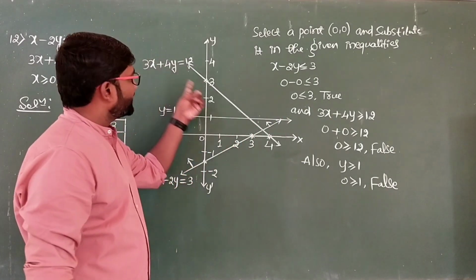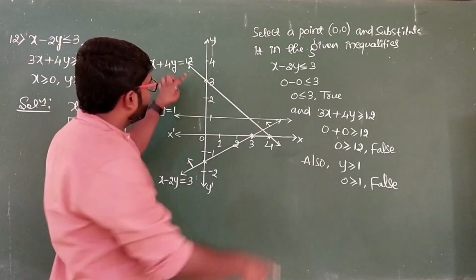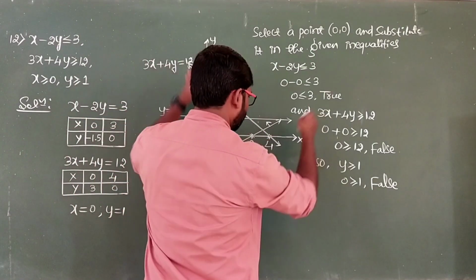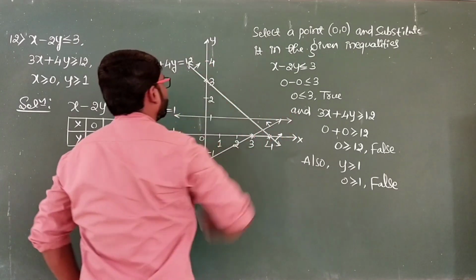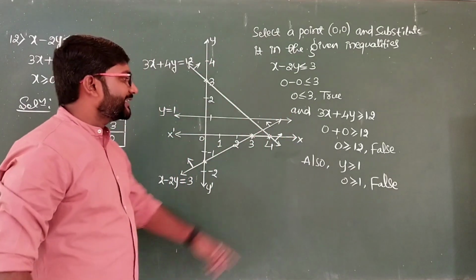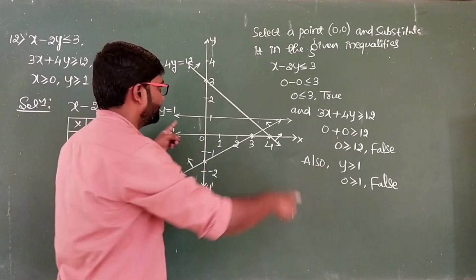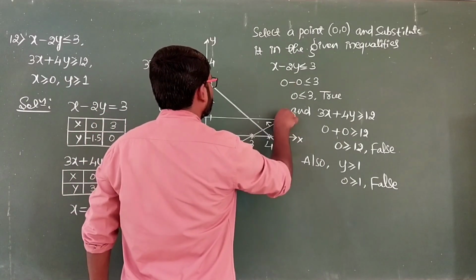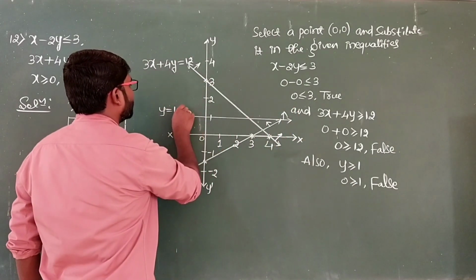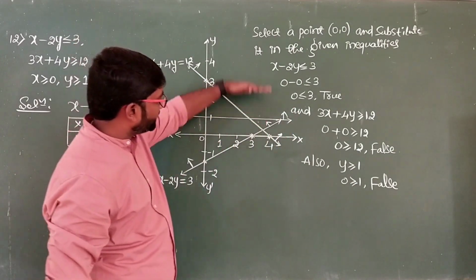Then for 3x plus 4y, it is again false. For this line we have to shade the region away from the origin. Then for y greater than or equal to 1, it is again false. For this line also, we have to shade the region away from the origin. Away from the origin means it is this portion.